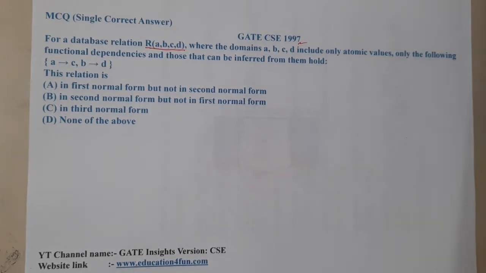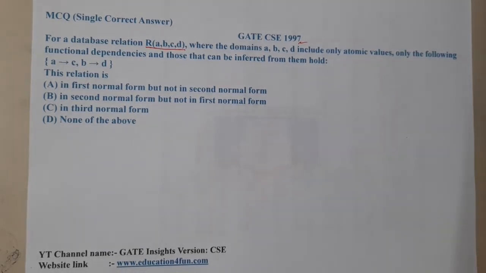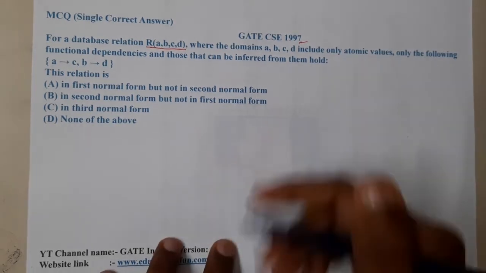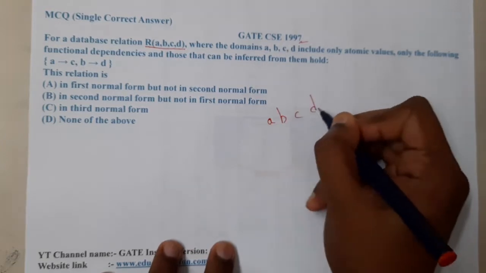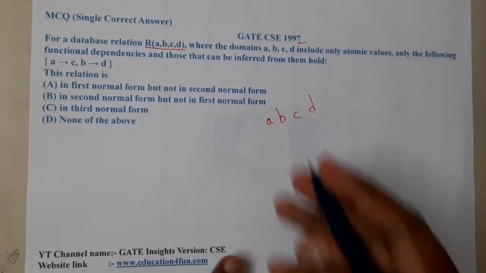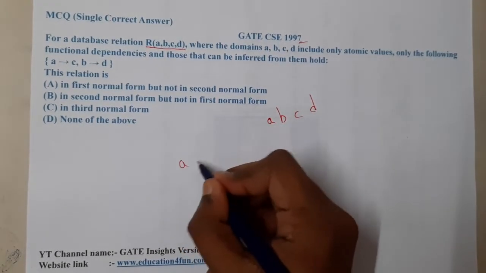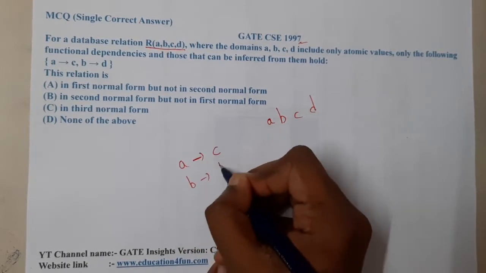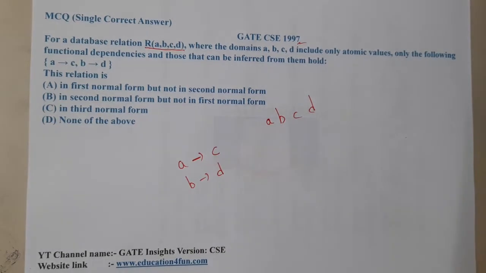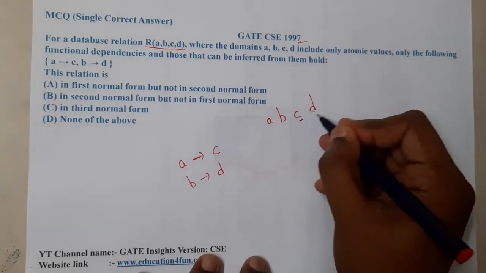So A implies C, from A we can find C, and from B we can find D. Okay, so now the relation is in which normal form? They are asking about normal forms. Now they are saying A, B, C and D are the columns or the domains in the particular table, and they clearly give that the dependency is from A to C and B to D. So now what is on the right hand side, guys? On the right hand side we have C and D.